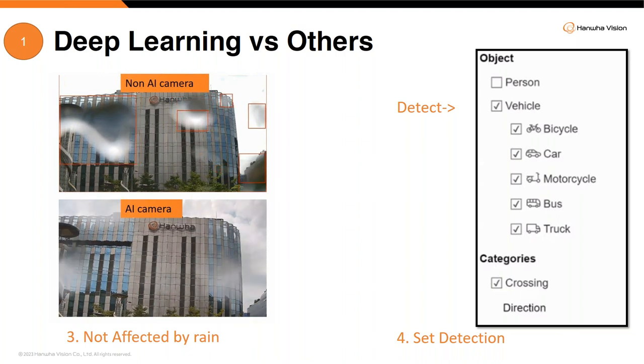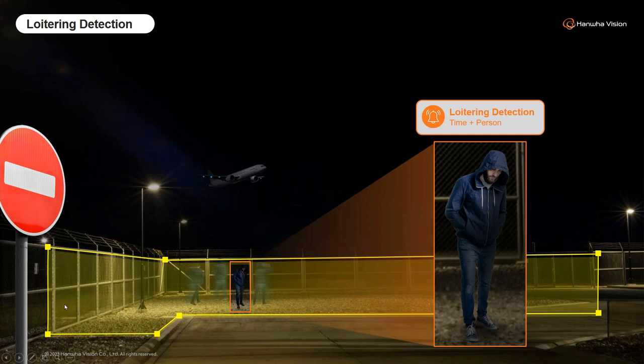Another example would be around the perimeter, you can draw a zone. You can draw multiple zones and you can say loitering for a certain time and it knows exactly how the person looks like.